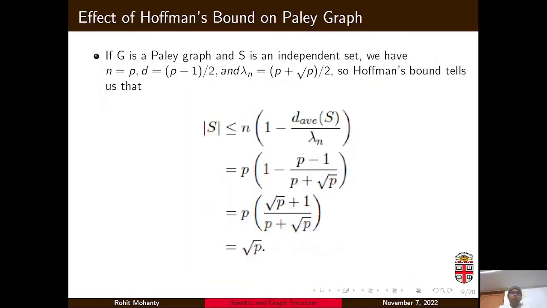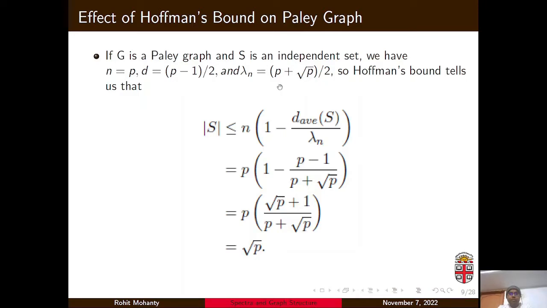So now we will apply Hoffman's bounds on Paley graphs and see what its effect is. If G is a Paley graph and S is an independent set in that graph, then in order to apply the bound we have to substitute N with P, and D will be equal to (P minus 1) by 2, and lambda N will be equal to (P plus root P) by 2.